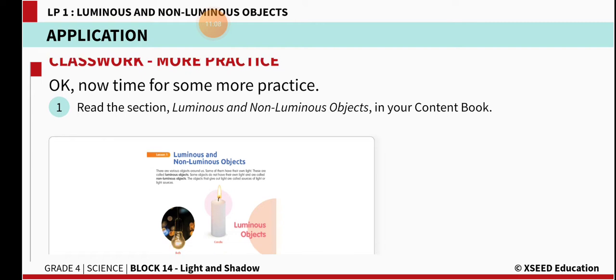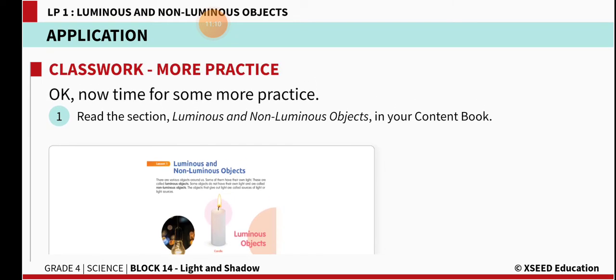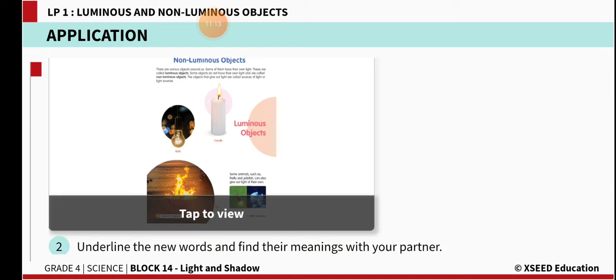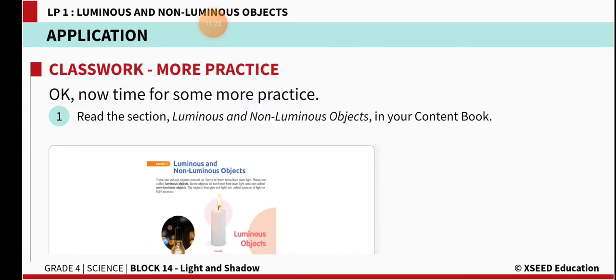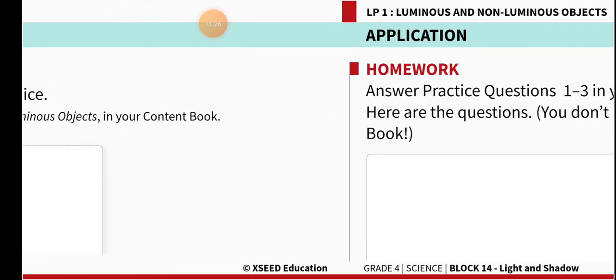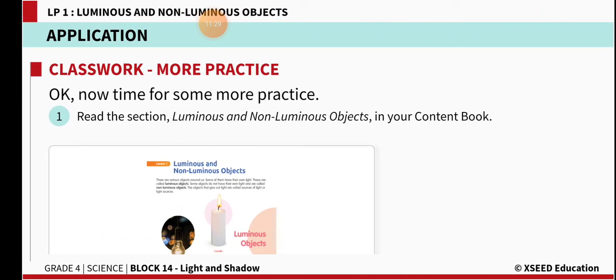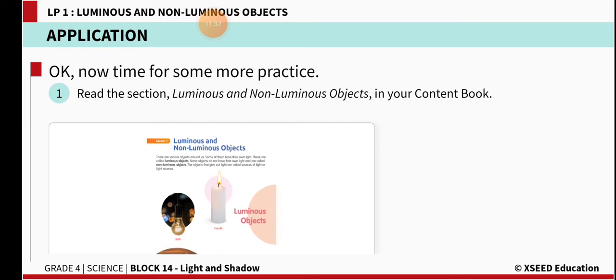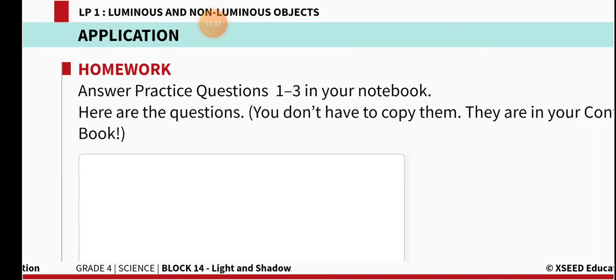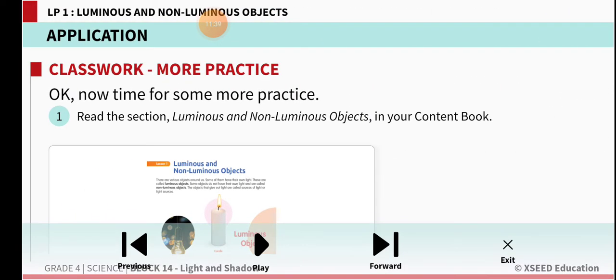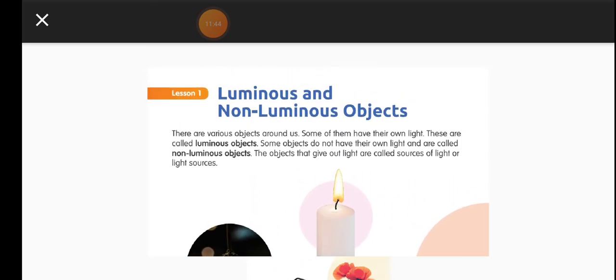Now we will move on to the practice questions. Before going to the practice questions, read the textbook clearly, lesson 14.1, and then answer the practice questions given here. Time for some more practice. Read the section Luminous and Non-Luminous Objects from your content book. Let us see what is given in the content book.